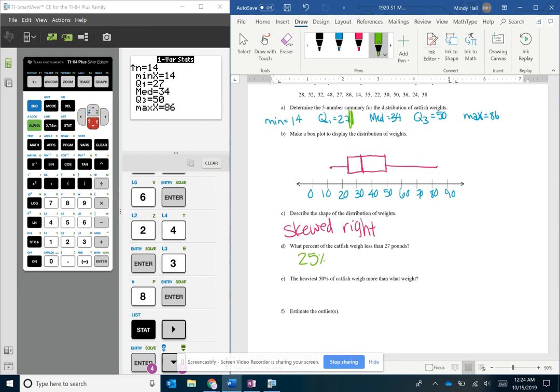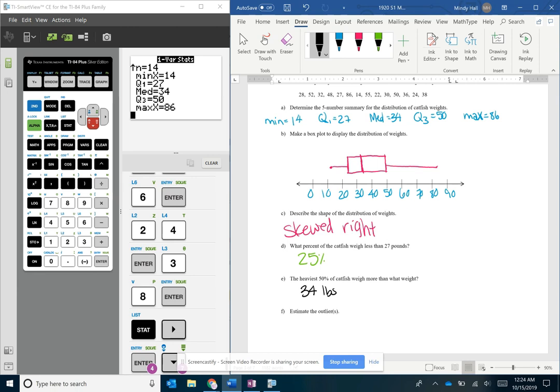Now, the heaviest 50% of catfish weigh more than what weight? Again, each of these sections is 25%. So that's 25%. That's 25%. So if I want the heaviest 50%, I need to look at my median. My median is 34, so the heaviest 50% are heavier than 34 pounds. Okay?